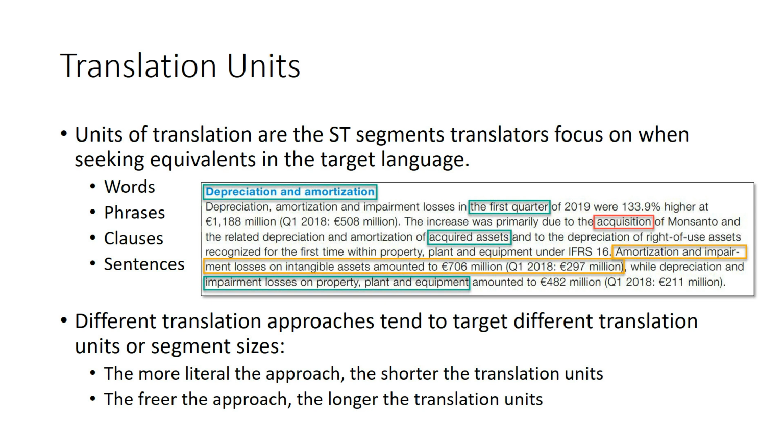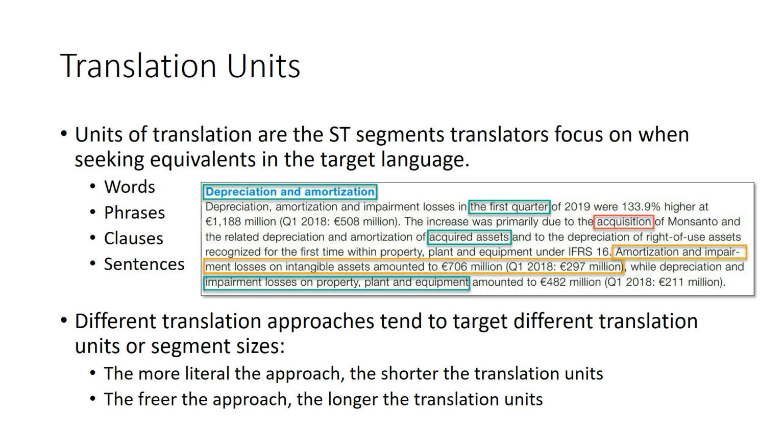Okay, so we have an example of a source text on this slide that comes from a quarterly earnings report. And it's a paragraph, and I have highlighted or circled in different colors different translation units or different sized translation segments. We have everything from words like the word acquisition to phrases in green. A phrase might be something like acquired assets, or the first quarter, or impairment losses on property, plant, and equipment. That's a translation unit in this text. It might be something as long as a clause, which is highlighted in the gold or yellow color, or a full sentence. Not usual, right?